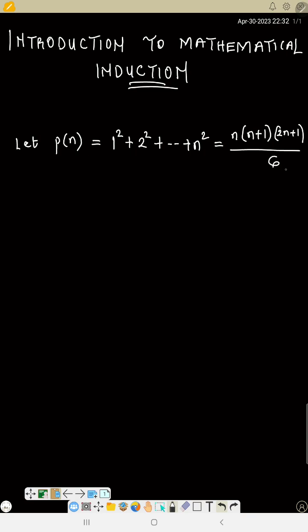So now let P(n) be equal to 1 squared plus 2 squared up to plus n squared equals n(n plus 1)(2n plus 1) divided by 6, where n is a member of the natural numbers. Verify that P(2) and P(6) are true.